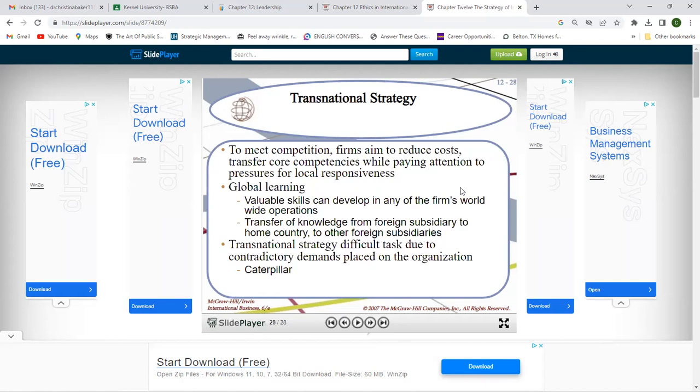Semiconductor industry. To meet competition, firms aim to reduce costs and transfer core competencies while paying attention to pressures for local responsiveness. Global learning: valuable skills can develop in any of the firm's worldwide operations. Transfer of knowledge from foreign subsidiary to home country and to other subsidiaries. Transnational strategy is a difficult task due to contradictory demands placed on the organization. Caterpillar.